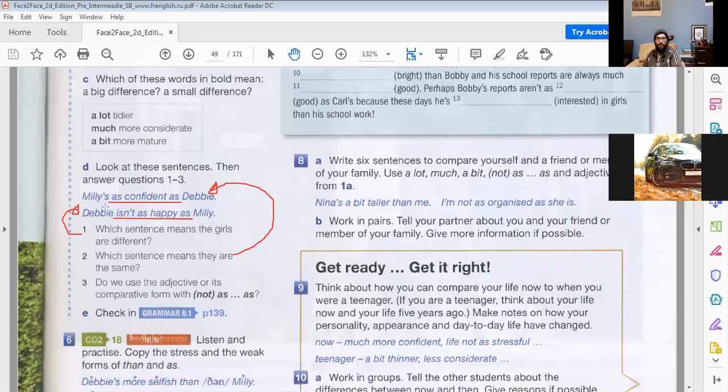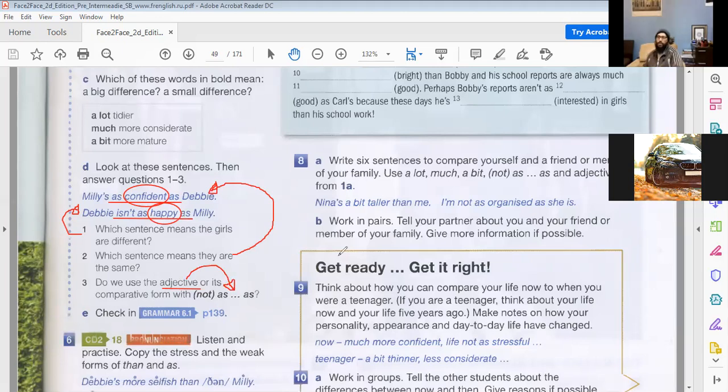If you notice the structure, let me put a circle. What did we use in the first example? It says Millie's as confident. Right? We didn't say Millie's as more confident, for example, and the same thing here. We didn't say happier, we didn't say bigger. So we will use the original adjective. We can say Debbie isn't as old as Millie. Debbie isn't as considerate as Millie. Debbie isn't as intelligent as Millie. So this means in all the examples, if you use this new structure we are talking about today, you have to use an adjective. Put an adjective here. Okay.